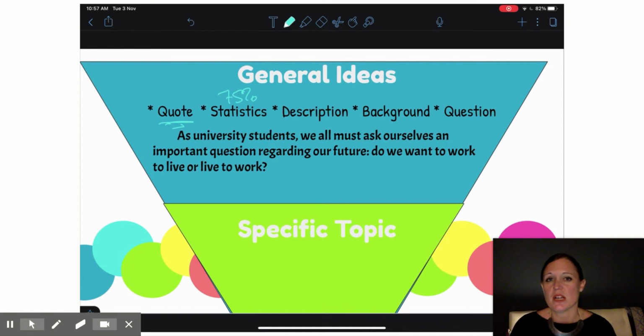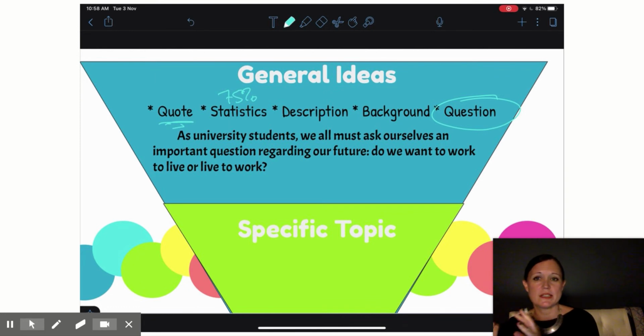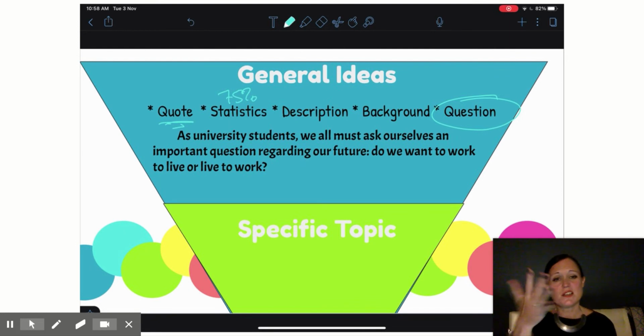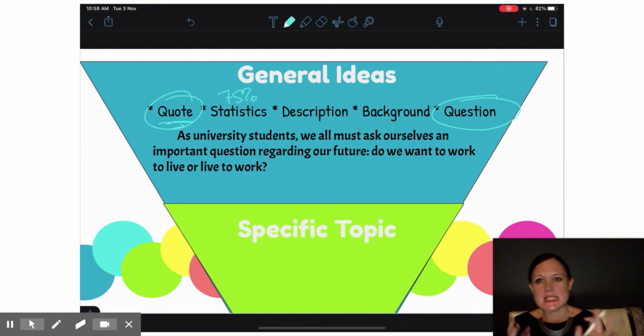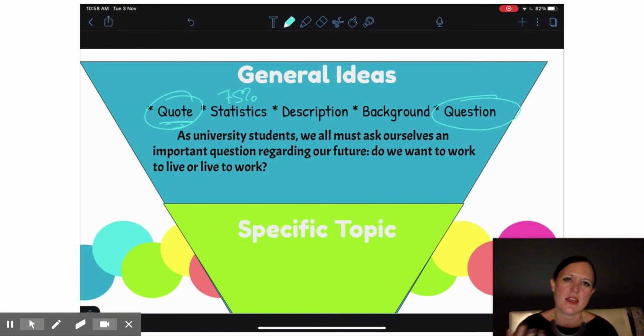So here's an example of some general ideas on a topic about describe 3 factors to consider when choosing a career. So here, the writer has chosen to use a question. Right? As university students, we must all ask ourselves an important question regarding our future. Do we want to work to live or live to work? This is also kind of a quote as well, because this live to work or work to live is kind of a famous saying that we have about how you should think about your future and your job.